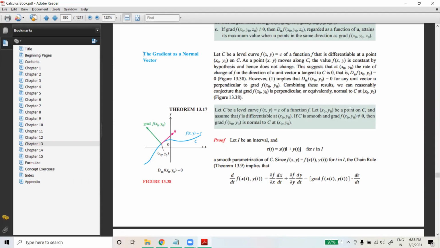Let x0, y0 be a point on C and assume that it's differentiable, C is smooth, gradient is not zero. What is this? I was looking here, sorry.